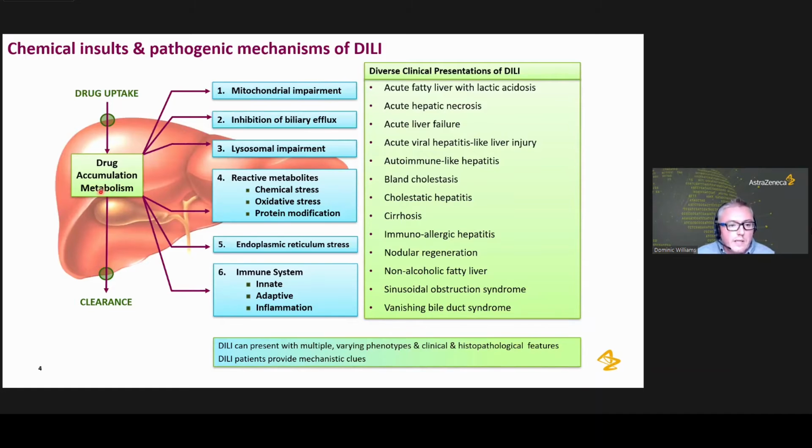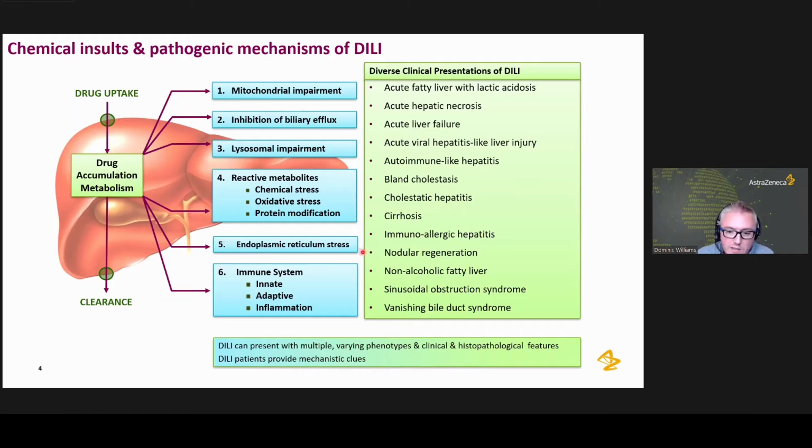And so broadly, the physiological function of the liver is clearance, and anything which interferes with clearance has the potential to cause hepatic stress. So we have drugs being taken up into the liver, they accumulate, and then they're undergoing metabolism. And these processes have the potential to interfere with various different normal liver functions. So, for example, the mitochondria, we could get inhibition of biliary efflux. We can get formation of reactive metabolites, which cause chemical stress. We can get activation of the immune system and a number of different mechanisms.